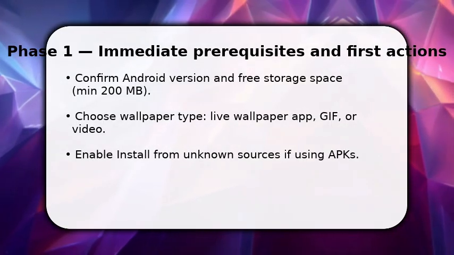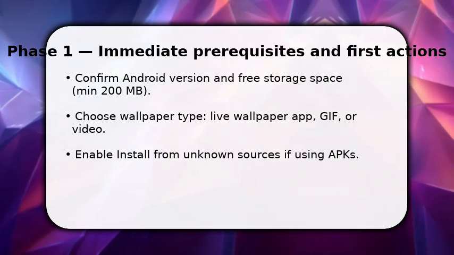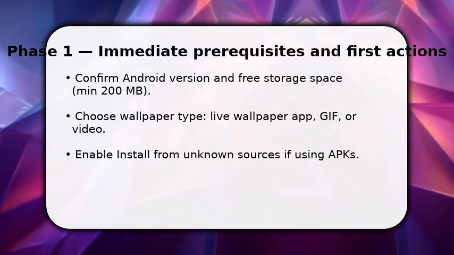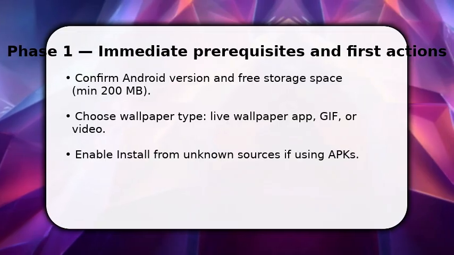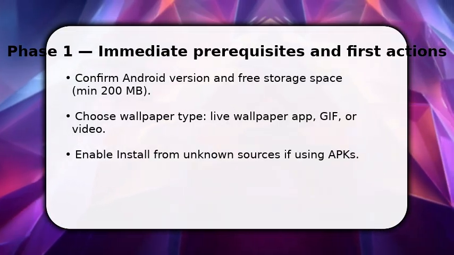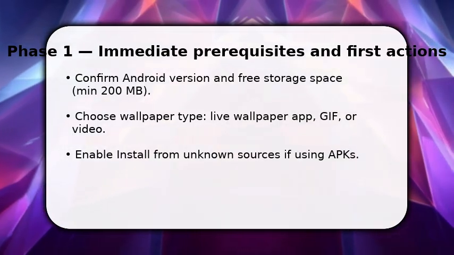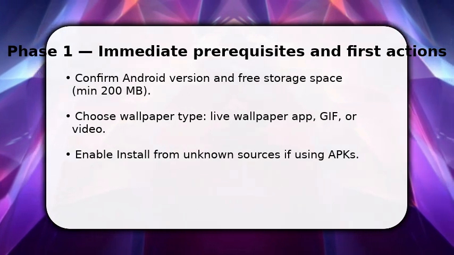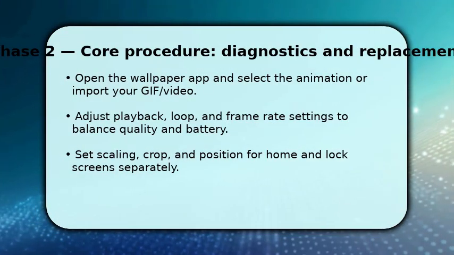Once decided, download the app or file and grant the necessary permission to access storage and display over other apps. Make sure to allow installation if it's an APK, so you can proceed to set the animated wallpaper. Now you install and configure.